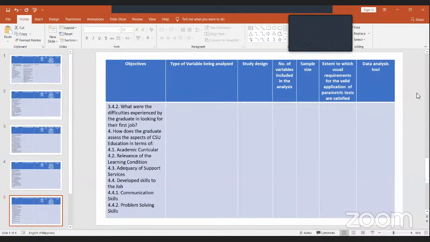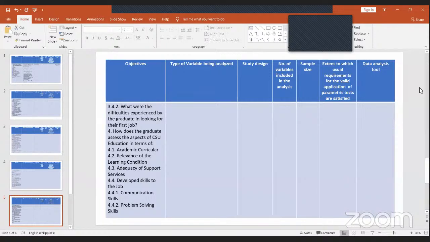Yes. How does the graduate assess? Okay, so therefore, magla-Likert scale ka dyan. And the results will just be analyzed. It will not be inferred, no? So you will not use inferential part. There's no chi-square needed. Yes, ma'am.